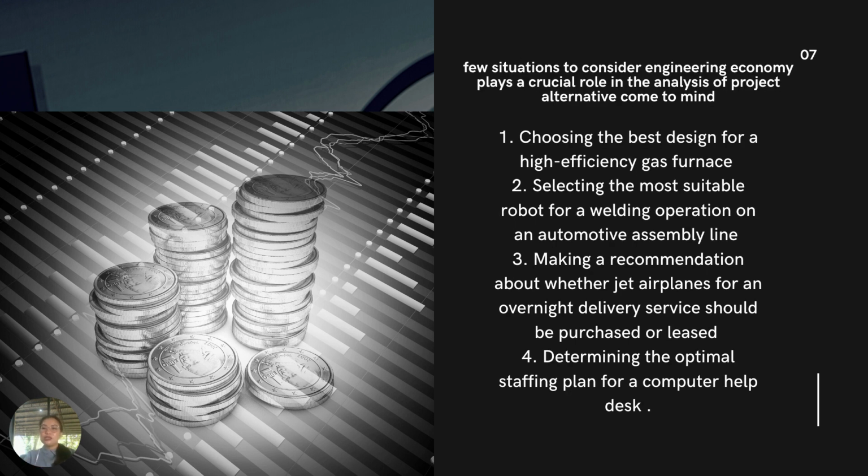So a few of the myriad situations in which engineering economy plays a crucial role in the analysis of project alternatives come to mind. So on your screen in the slide are a few situations to consider, where engineering economy plays a crucial role in the analysis of project alternatives. Let's say, for example, choosing the best design for a high-efficiency gas furnace. So, highly efficient. Second, selecting the most suitable robot for a welding operation in an automotive assembly line. Third, making a recommendation about whether jet airplanes for an overnight delivery service should be purchased or leased.